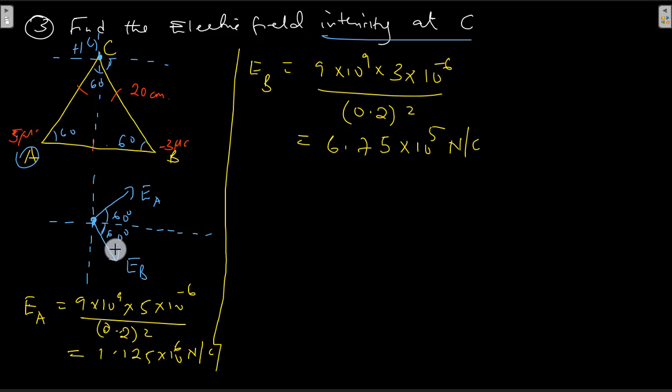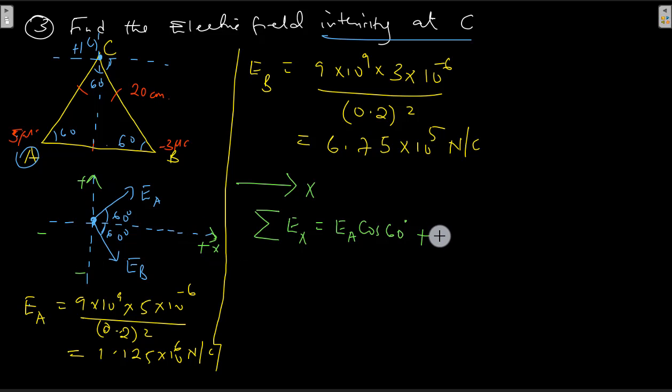So there we go, we have these two forces. We can now find the resultant force. Let's begin with the forces in the horizontal direction, which I love to call the x-axis. So the summation of the electric field intensity in the x-axis: the component of EA in the x-axis is EA cos 60 degrees, plus EB, which is in the positive direction, since this is the positive x-axis, negative, positive, negative. We know that from the Cartesian plane. So plus EB times cos 60 degrees, this angle here. That's the resultant in the x-axis.